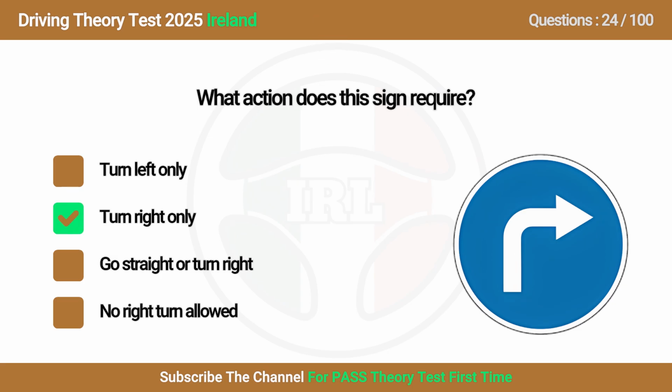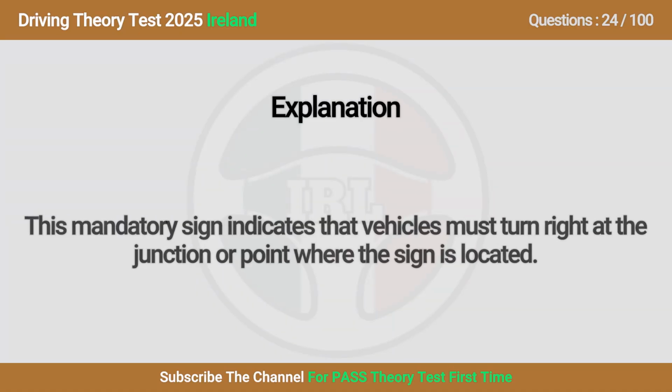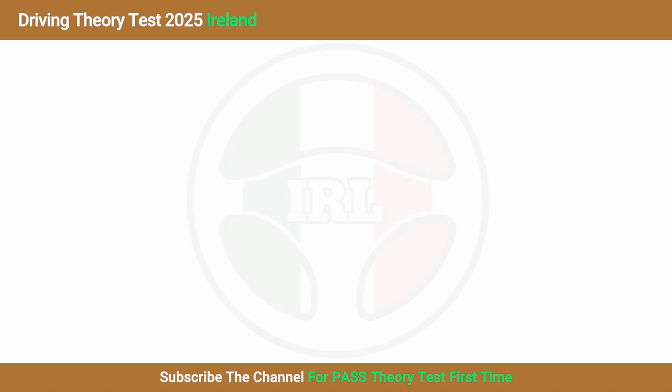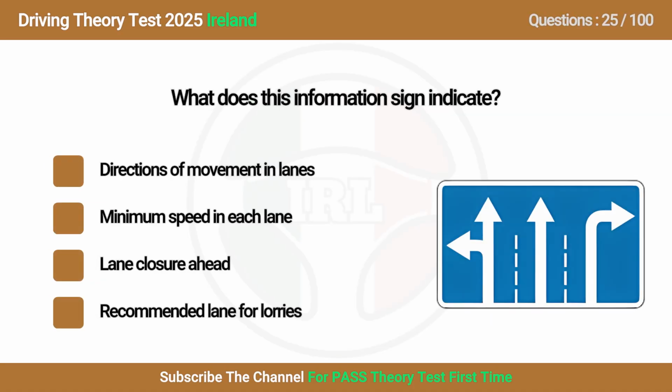Answer is B. Turn right only. This mandatory sign indicates that vehicles must turn right at the junction or point where the sign is. Question 25. What does this information sign indicate? A. Direction of movement in lanes. B. Minimum speed in each lane. C. Lane closure ahead. D. Recommended lane.